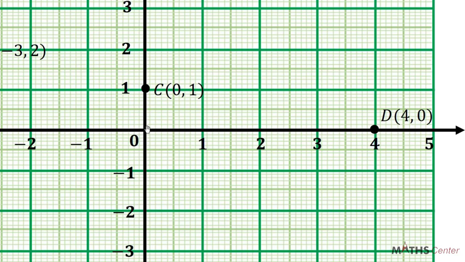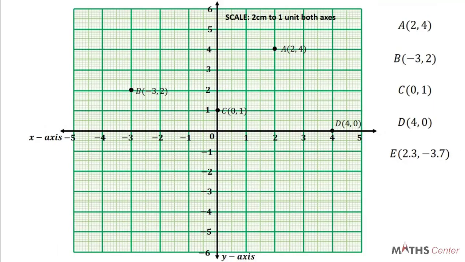So from 0, the next division is 0.1. The next division is 0.1 plus 0.1, which is 0.2. The next one will be 0.2 plus 0.1, which is 0.3. So the next one will be 0.4. The next one is 0.5, the next one is 0.6, the next one is 0.7, the next one is 0.8, the next one is 0.9. So as we can see on the x-axis, each of the divisions is 0.1.